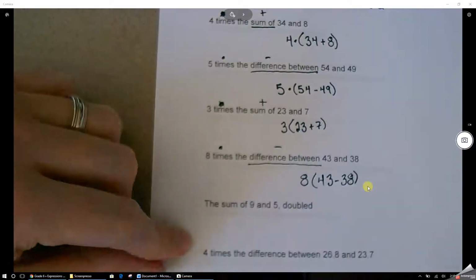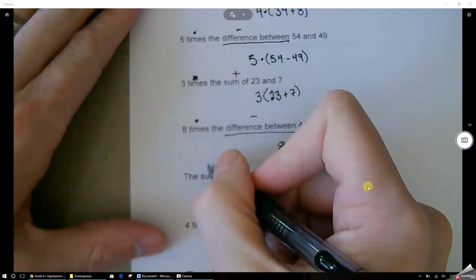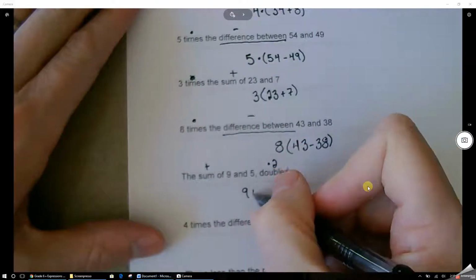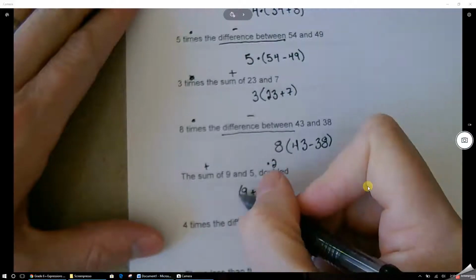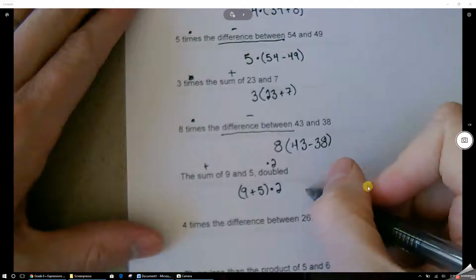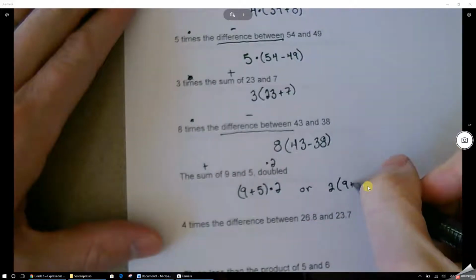Alright, so here's another one with the parentheses. The sum of 9 and 5 doubled. Well, sum means addition, and doubled means multiplied by 2. So 9 plus 5, and I'm going to double that. I'm going to times it by 2, so I'm going to write either times 2 here, or I could put it in the beginning, 2 times the sum of 9 and 5.